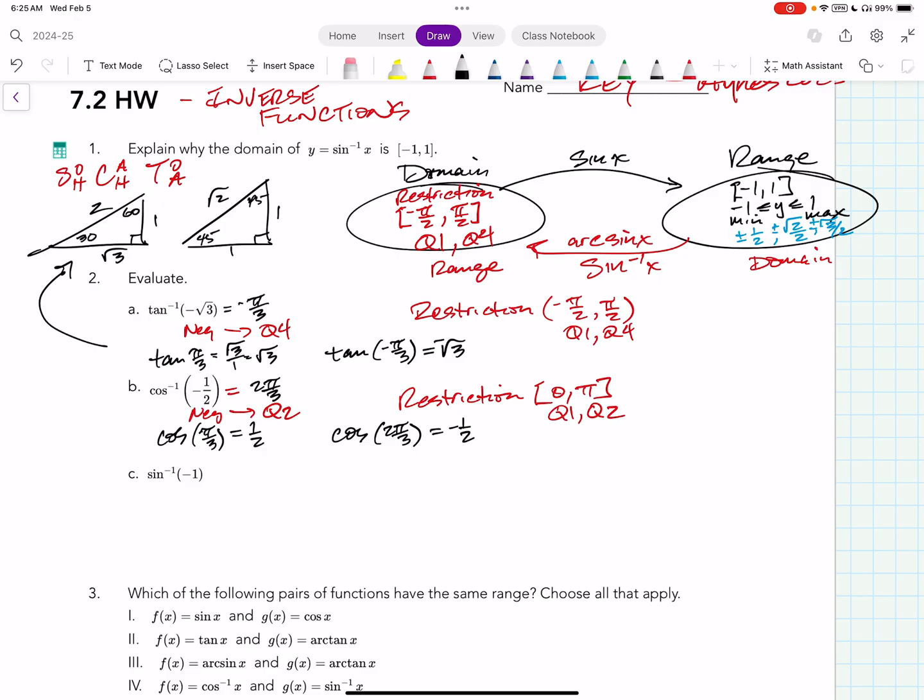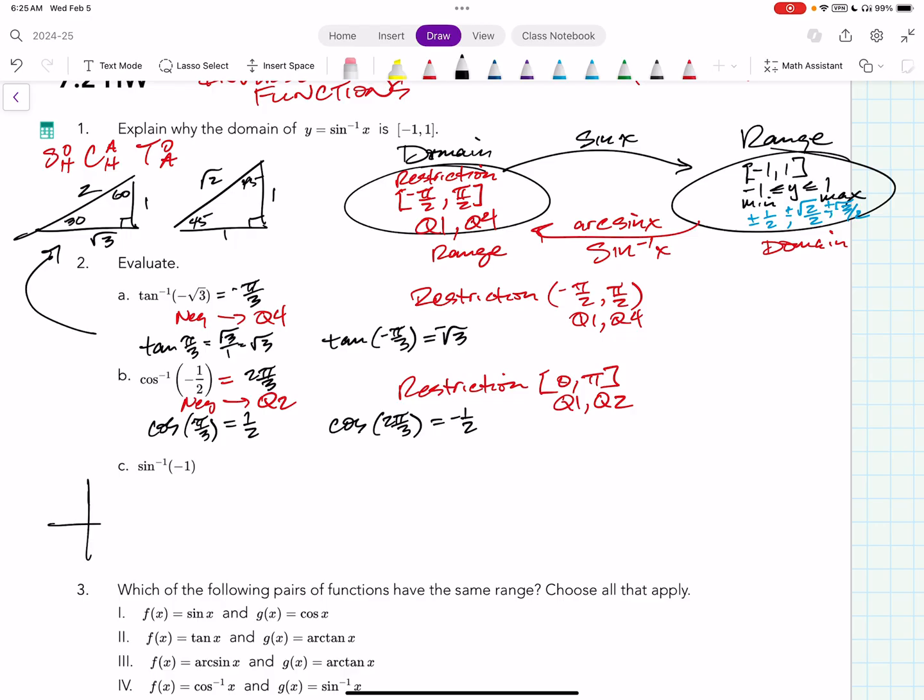Now sine inverse of negative 1. Let's draw a little circle here. We know at the top of the unit circle, at pi halves, that sine of pi halves is 1 because the max is 1. We also know at the bottom of the unit circle, which is 3 pi halves, or negative pi halves if you rotate clockwise, that the sine of negative pi halves is at its minimum, which is negative 1.